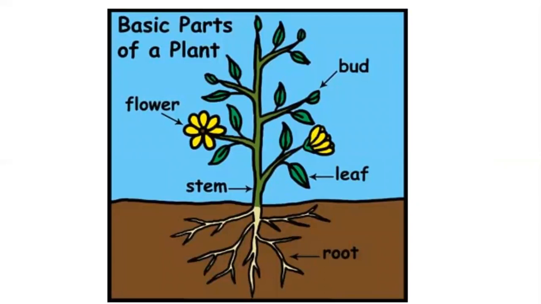So we're going to review the basic parts of a plant. There is the bud, the flower, the stem, the leaf, and the roots. Now, the flower is the part of the plant that, when it becomes an adult plant, will start to bloom, and then the flower is how it makes more of itself. It's how it creates more plants. So adult plants have flowers.